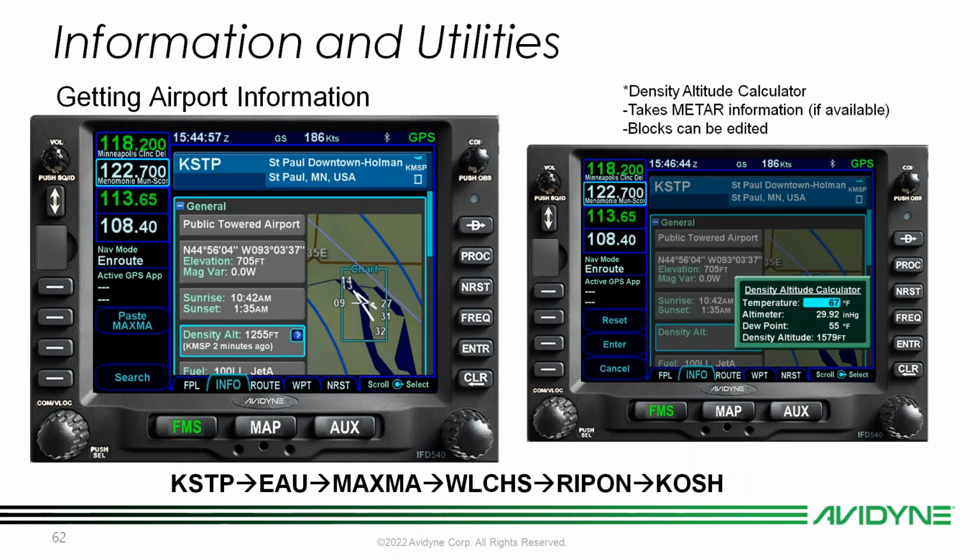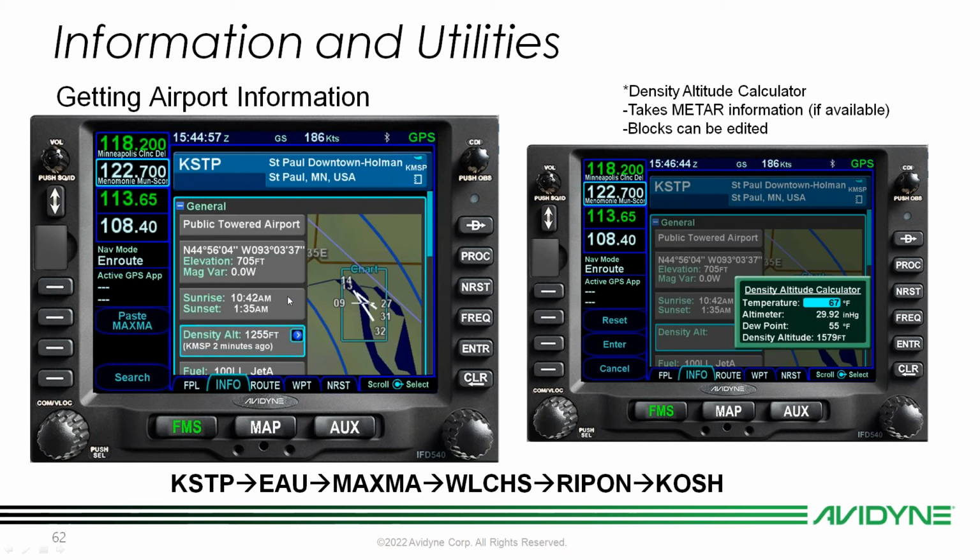Now, what that's going to look like, say we expanded our general block, is we're going to see all of our basic information about the airport, about St. Paul Downtown. We can see it's a public towered airport. We have the lat long, the elevation, magnetic variation, even some cool features: sunrise, sunset, density altitude, the fuel type in this block as well.